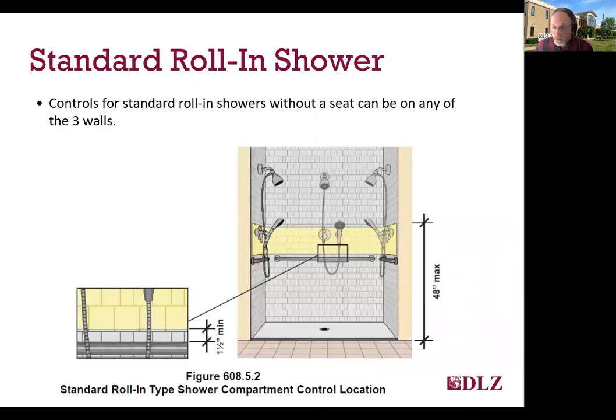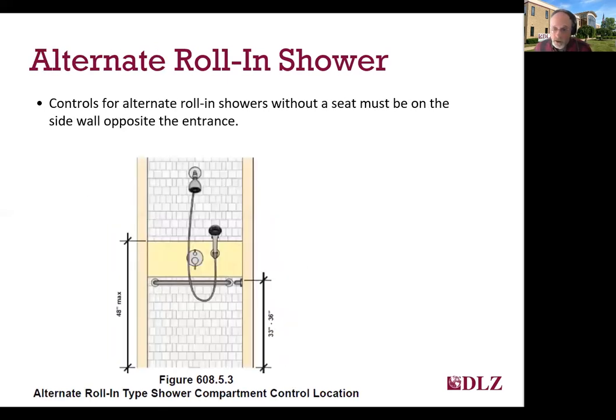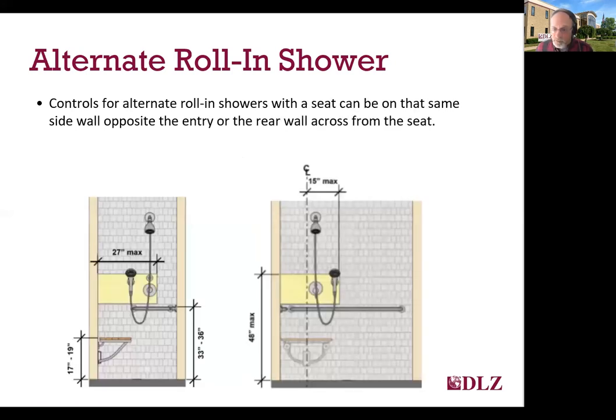Control location for standard roll-in showers without a seat can be provided on any wall as shown in the graphic. For standard roll-in showers with the seat, they are required to be on the rear wall adjacent to the seat and within 27 inches of that seat wall. The location of controls for alternate roll-in showers without a seat must be on the side wall opposite the entrance as shown in the graphic. But if you have a seat, they're allowed to be either on that same wall or on the back wall within the dimensions shown here on the slide.